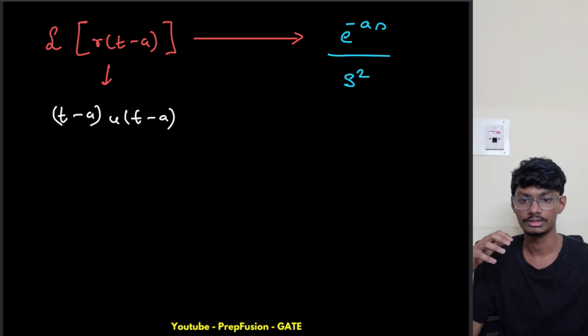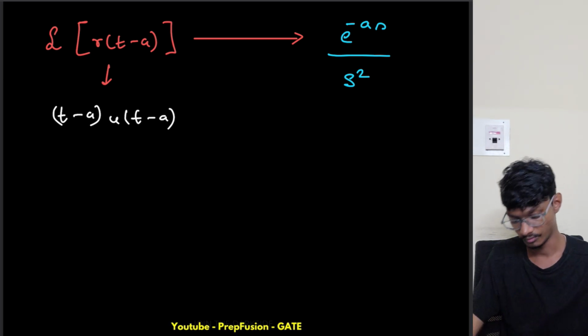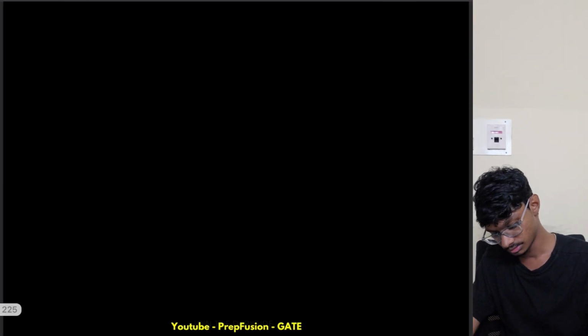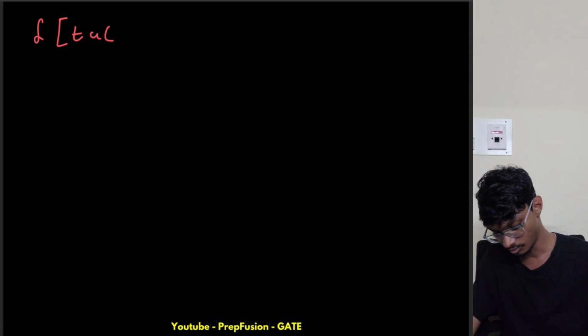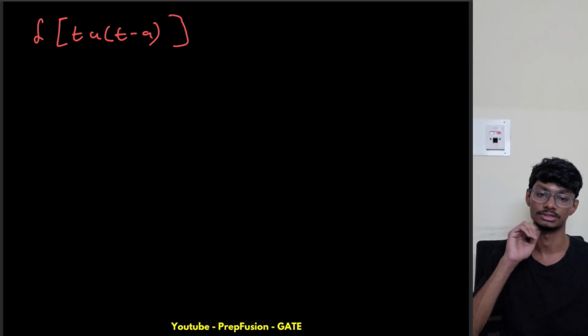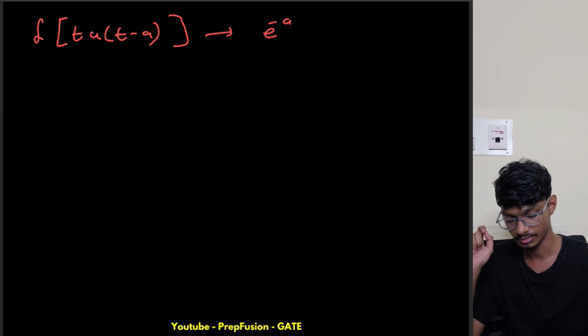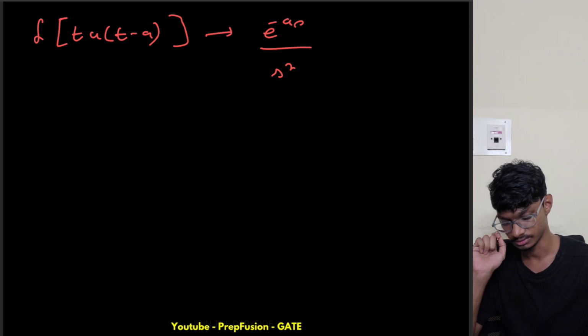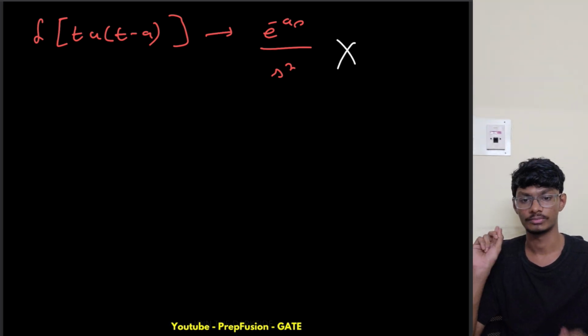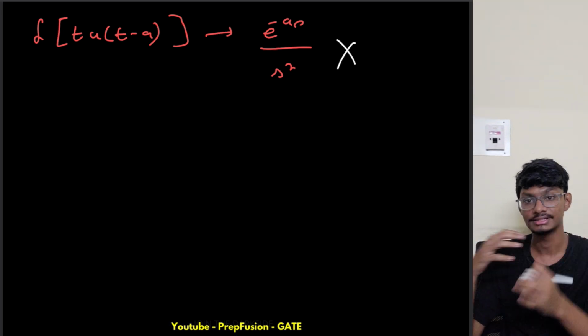Now let's do the Laplace transform of another signal. What is that signal? Basically t times u of t minus a this time. This time the unit step function is changing. Is the Laplace transform for this e raised to power minus a s by s square? No, it isn't. How will I simplify this?